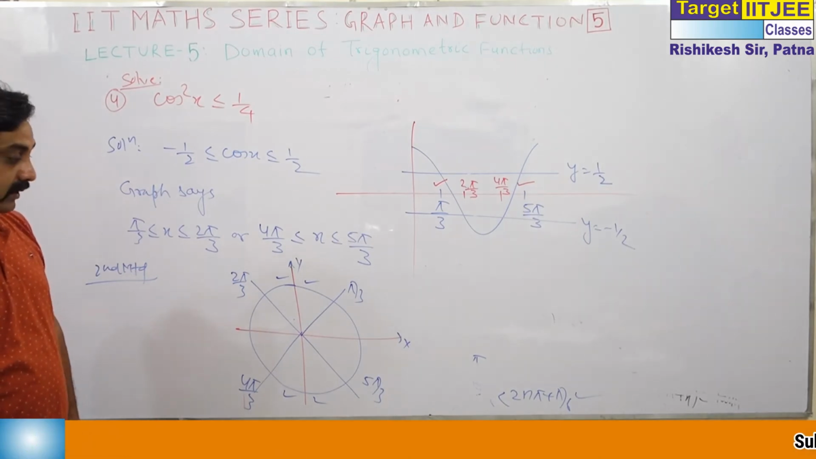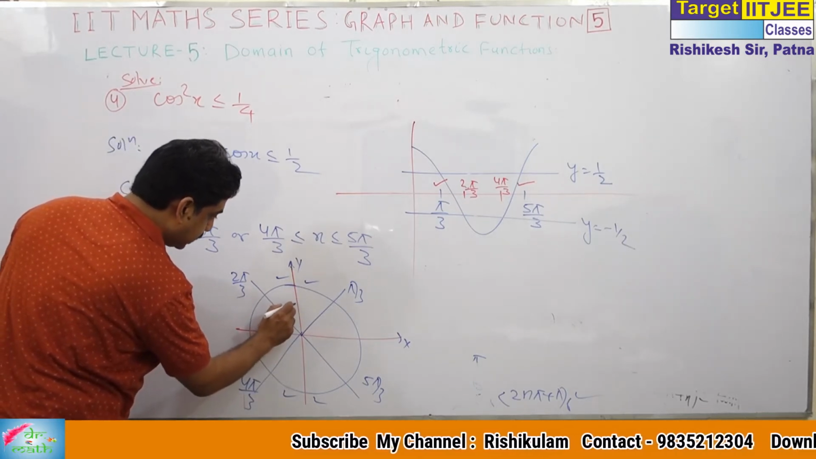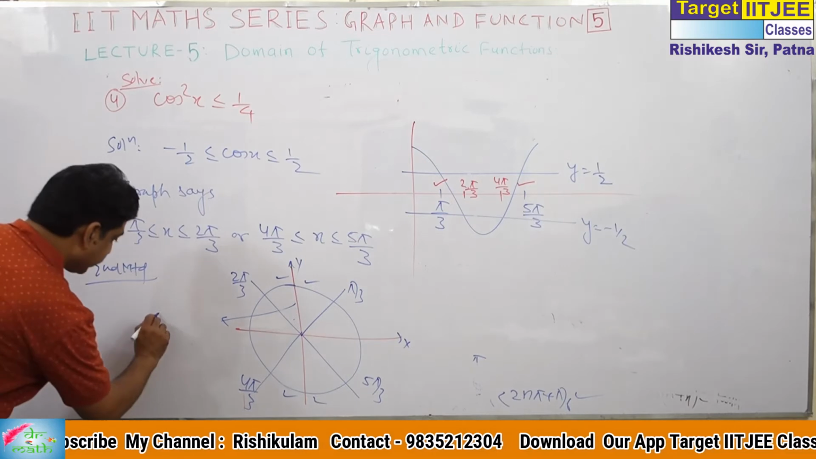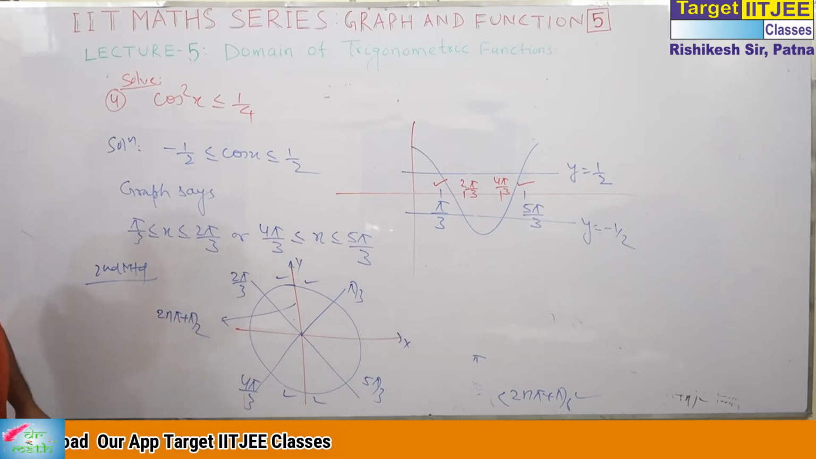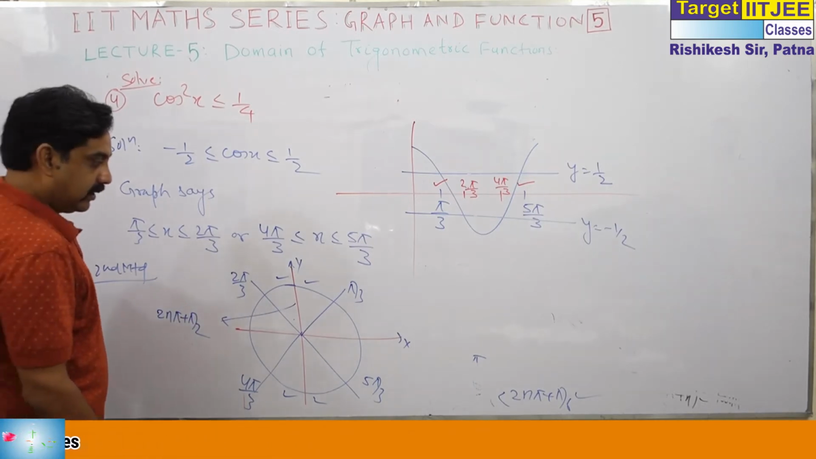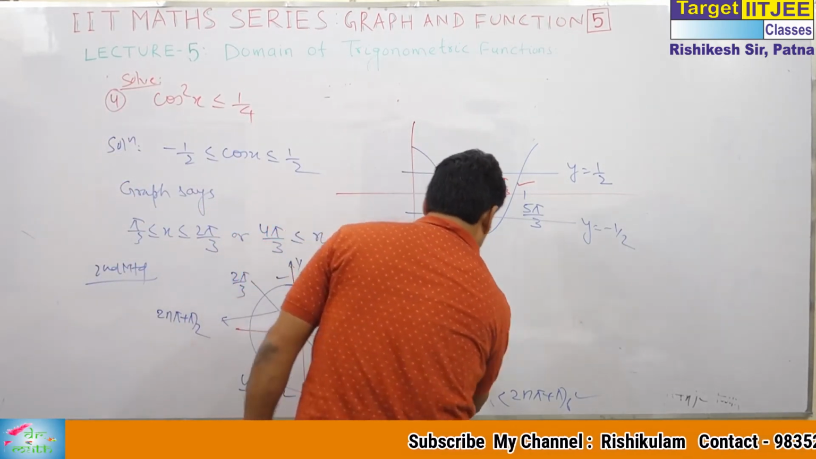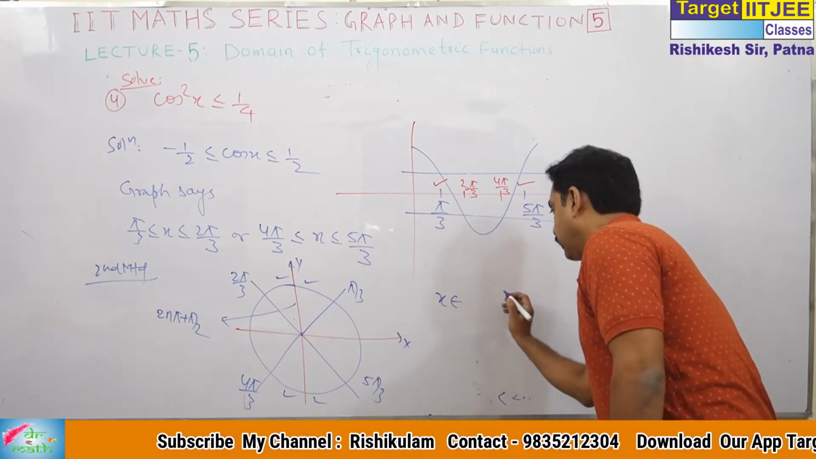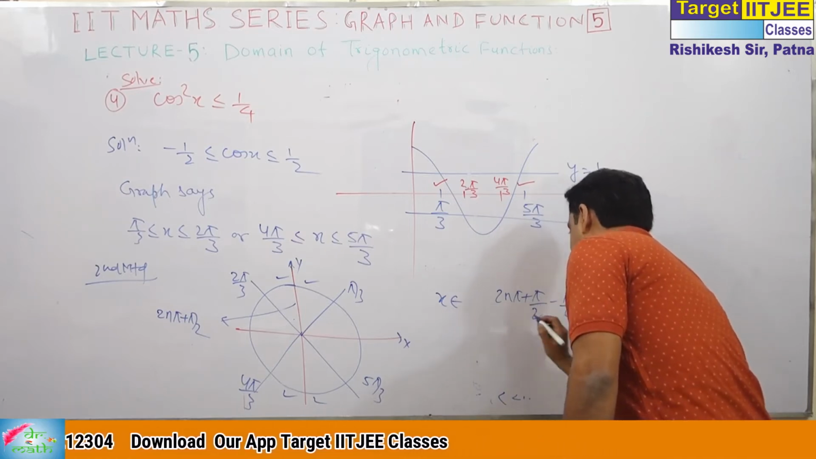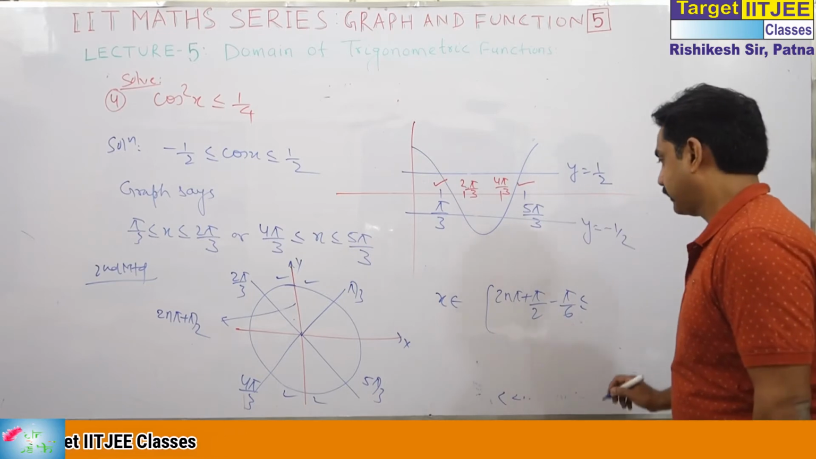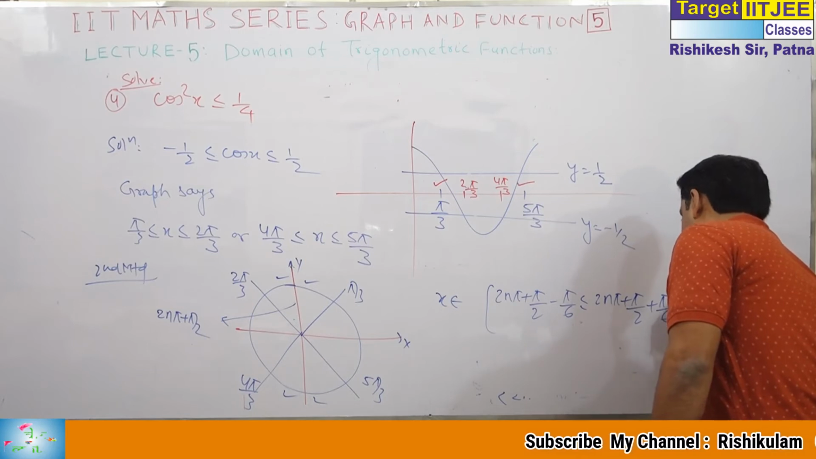What is the answer? See a new way. Can you tell me what is this line? This line actually is 2n pi plus pi by 2. You know, the y-axis is 2n pi plus pi by 2. So we can write the answer as x belongs to, now see the interesting part: 2n pi plus pi by 2 minus pi by 6, and 2n pi plus pi by 2 plus pi by 6.